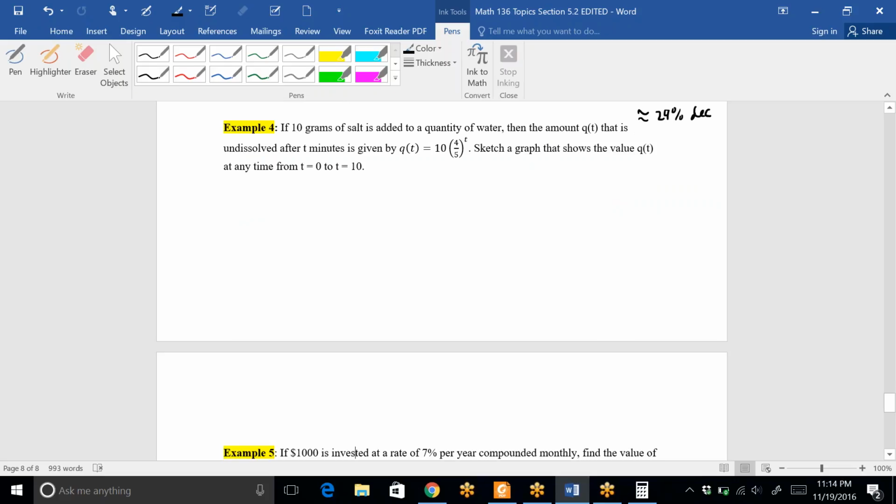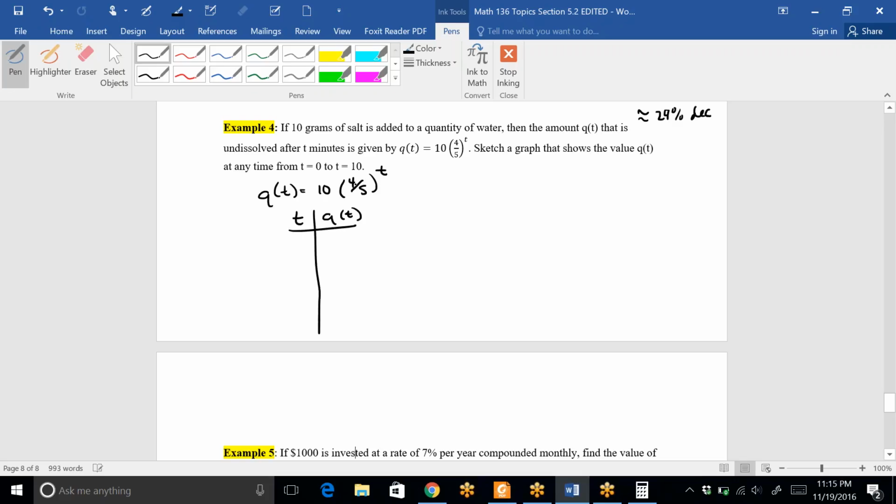Okay, so let's look at my next one. It says if 10 grams of salt is added to a quantity of water, then the amount that is undissolved after t minutes is given by this formula here. A lot of these, they provide the formula for you. Sketch a graph that shows the value Q of t at any time from t equals 0 to t equals 10. So we would need to get a trend here. So Q of t equals 10 times 4/5 to the t power. I would just make a little t chart.